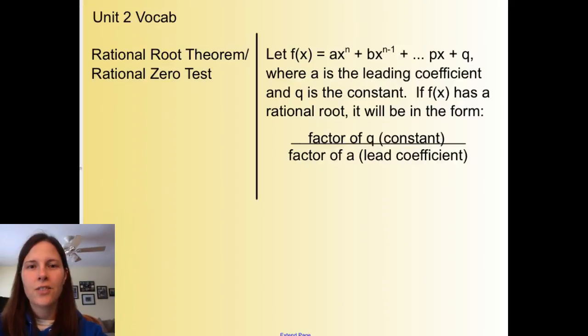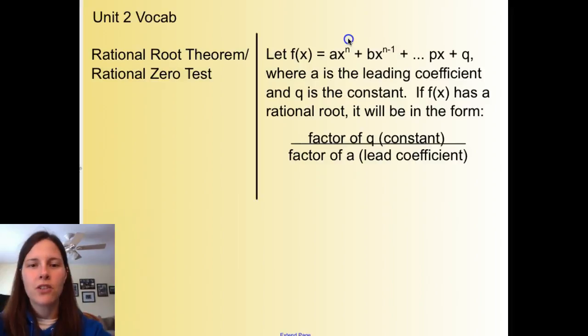Our next section is covering the rational root theorem, also known as the rational zero test. What this does is give us all possible zeros of a function. It does not guarantee any of them will be a zero, but if the function has real zeros, it will be in this list. So here's how we generate the list.